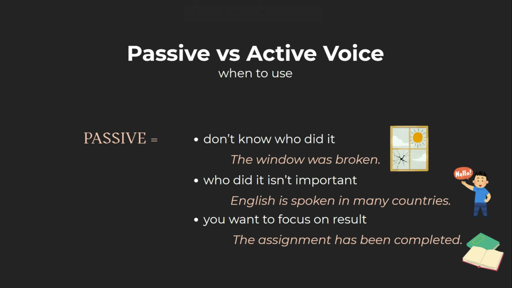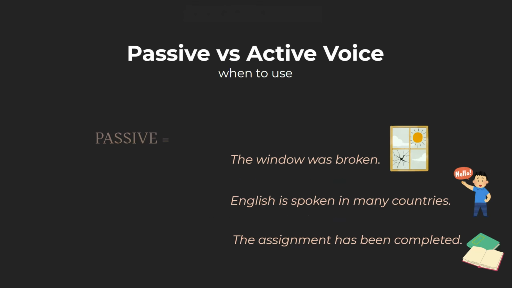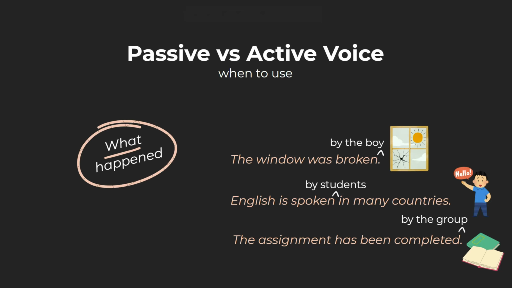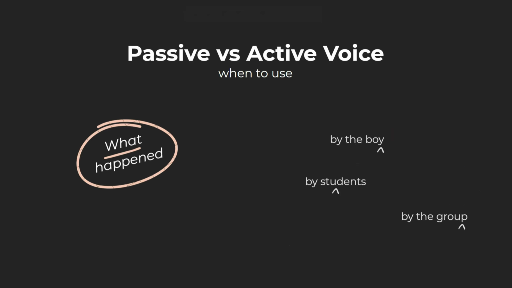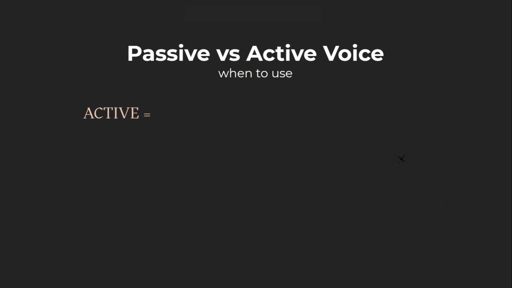That's because in general in the passive voice, the focus is on the action or result, not the person who caused it. Of course, we can add who does the action at the end. For example, "the window was broken by the boy," "English is spoken by students in many countries," or "the assignment has been completed by the group." However, when we want to emphasize what happened and not who or what caused it, the passive voice can be preferable. The active voice, on the other hand, is clearer and more direct.